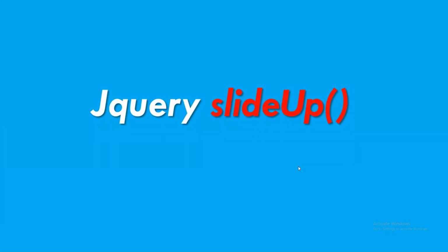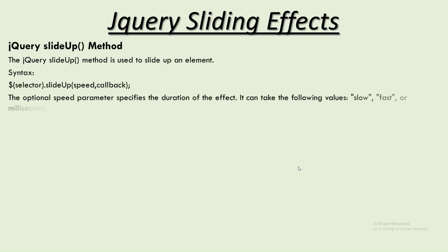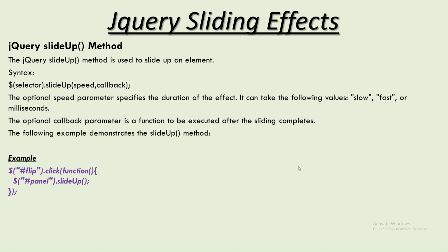jQuery slideUp. The jQuery slideUp method is used to slide up an element. The syntax is $(selector).slideUp with a speed and callback. The optional speed parameter specifies the duration of the effect. It can take the following values: slow, fast, or milliseconds. And the optional callback parameter is a function to be executed after the sliding completes.